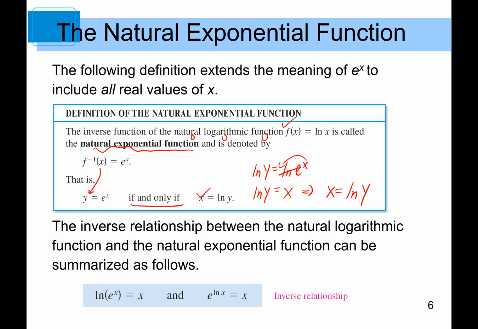Following just two inverse relationships between the natural logarithm function and the exponential function with base e: ln of e to the x equal to x, and e raised to the ln of x power equal to x. So this is the summary of the inverse relationship.